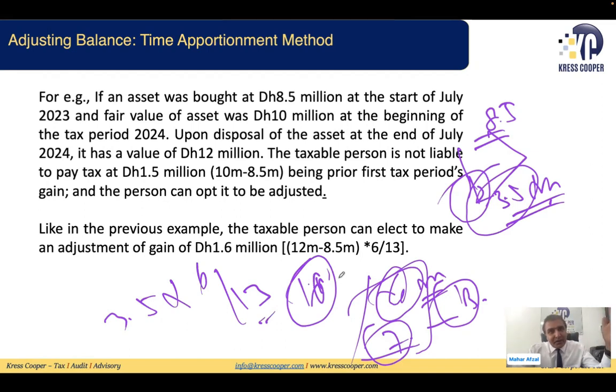The second method is the time apportionment method. In case we don't know the market value by the end of the latest financial year, we need to consider the total gain when the asset is sold. Then we need to apportion this gain between the time before the introduction of the corporate tax law and the time after. Whatever gain comes out, like in this example, 1.6 million is the gain, for this 1.6 million we need to adjust our accounting profit to arrive at the taxable profits.